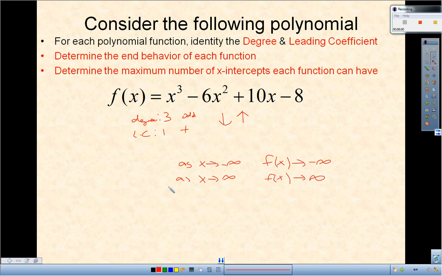Now if I go back, it said determine the maximum number of x-intercepts each function can have. Well, that's clearly easy. It's just simply 3. Remember, the degree of the polynomial tells you the maximum number of x-intercepts or complex roots that you'll have for that function. All right, that's it for today's lesson.